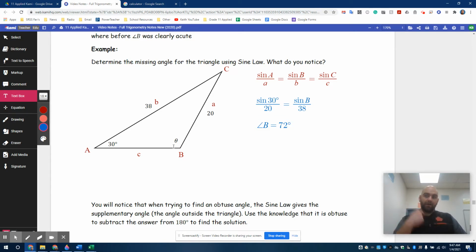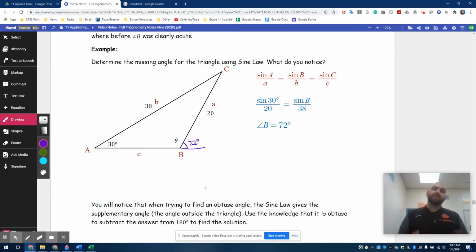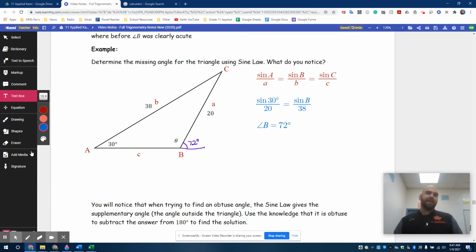Number 2, I know I didn't because I've gotten this a number of times here. 72 degrees is not this angle here. I'm just going to pull out my drawing tool here. If I extend this here, this angle here is 72 degrees. The supplementary angle to theta is 72 degrees. So in this case here, we have to subtract it from 180 to get theta.